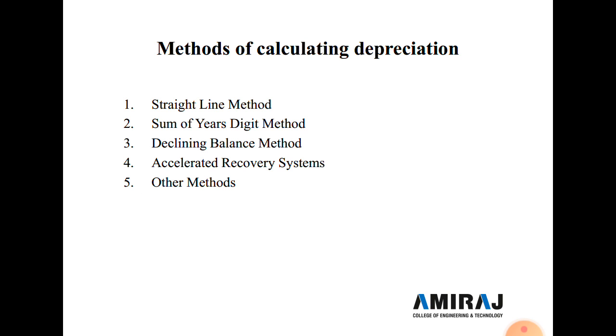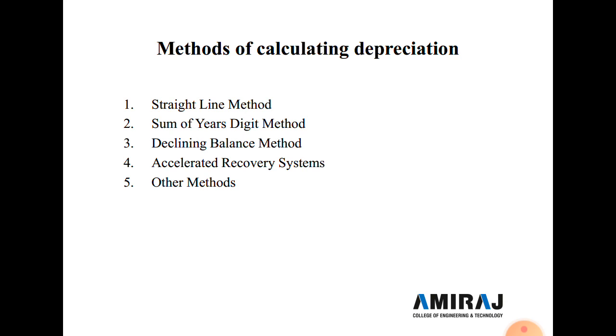Different methods are generally used for depreciation. There are five main methods. The first one is the straight line method, the second is the sum of year digit method, the third is the declining balance method, and the fourth is the accelerated recovery method. The fifth is other methods. The fourth one is also the sinking fund method, or accelerated recovery system, and in the fifth, other methods, we use the service output method.